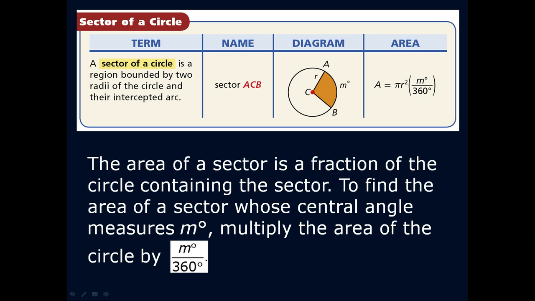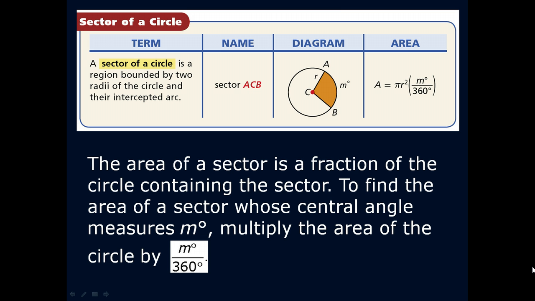The sector of a circle is a region that is bounded by two radii of the circle and their intercepted arc. We name this with three letters, sector ACB, and the area is pi r squared times the measure in angles over 360. So the measure of the arc. The area of a sector is a fraction of the circle containing the sector.